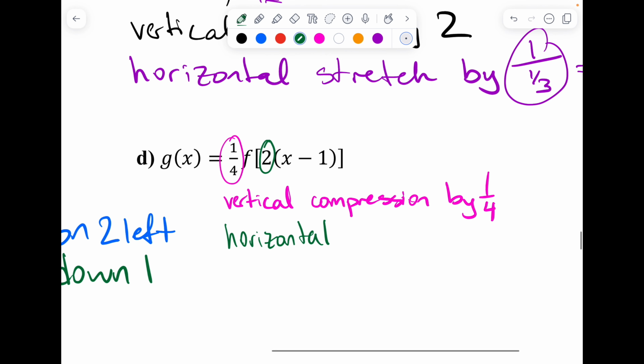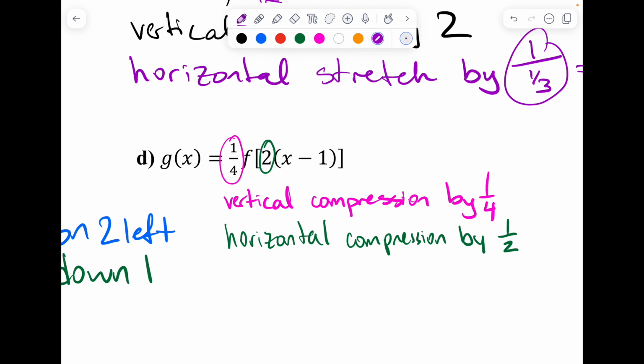Right? Because it's bigger than 1, it seems like it should be a stretch, but because it's horizontal, it's always opposite. So it's actually a horizontal compression by 1 over whatever that value is. So in this case, it's 1 over 2.